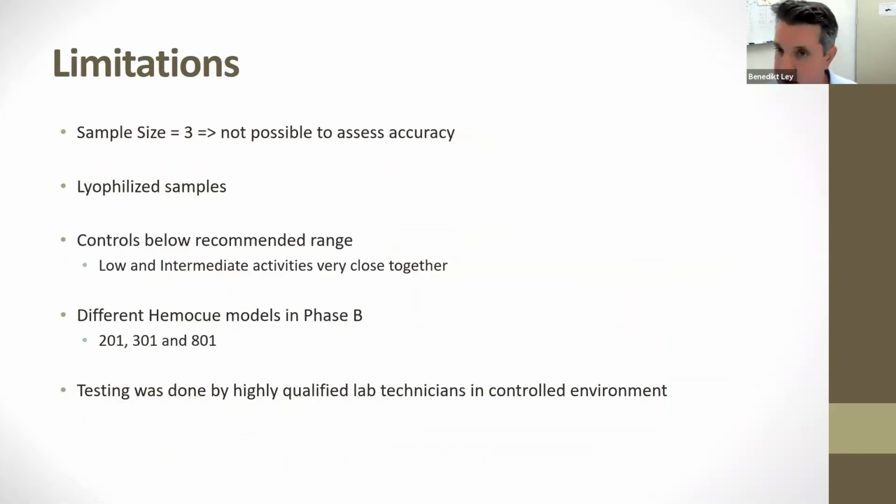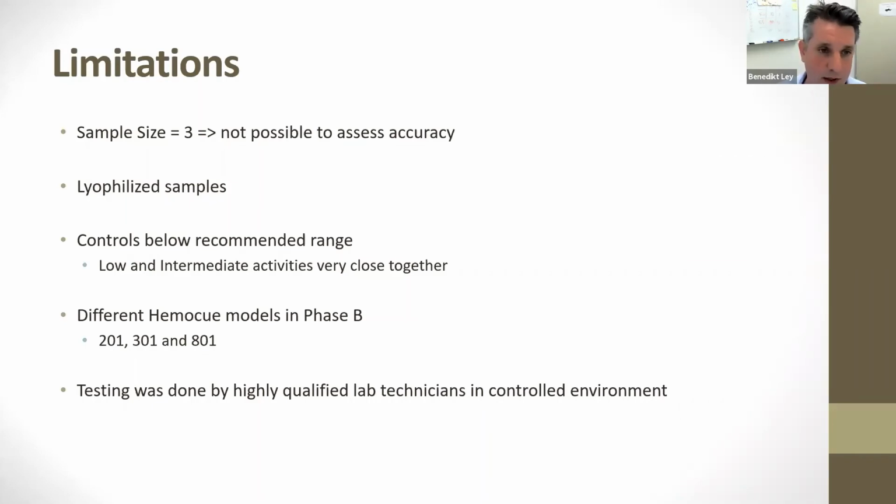The study has a number of limitations. The first one definitely is the study has a total sample size of 3 controls. So this clearly does not allow to calculate accuracy of the biosensor. Biosensor and spectrophotometry are designed for fresh blood. In contrast, we use lyophilized samples, and this may have affected the accuracy of the results, with differing effects for biosensor and spectrophotometry.